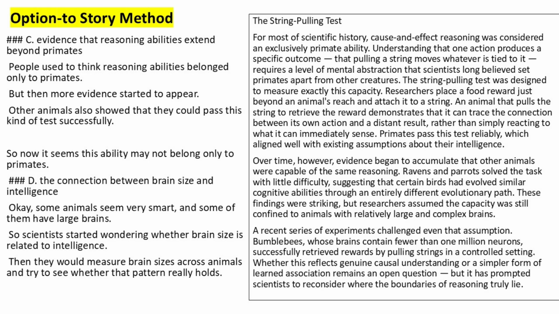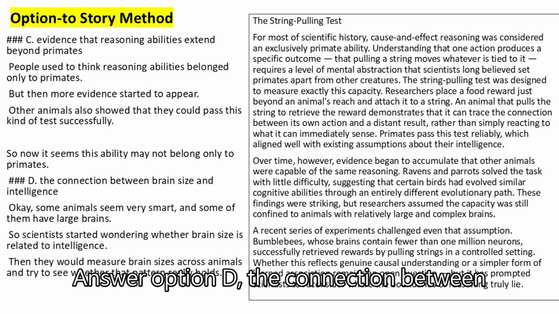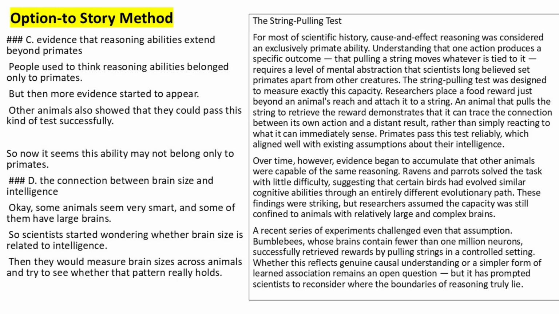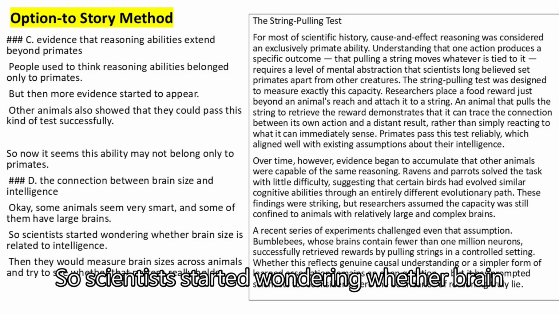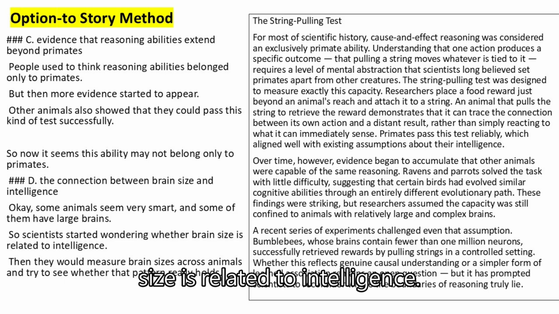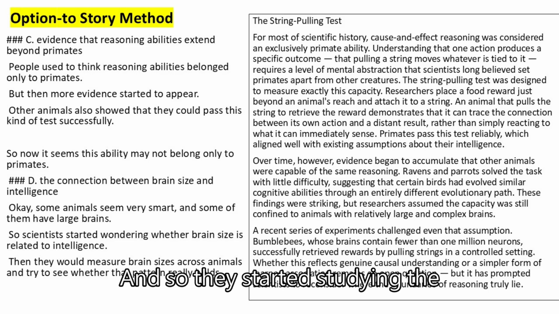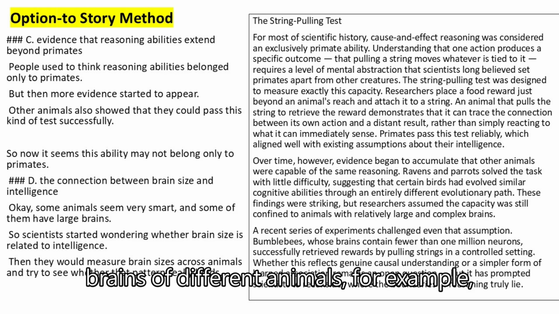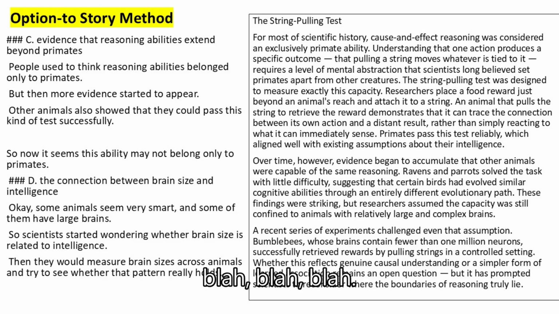Answer option D, the connection between brain size and intelligence. The talk might be, okay, some animals seem to be very smart and they seem to have very large brains. So scientists started wondering whether brain size is related to intelligence. And so they started studying the brains of different animals. For example, blah, blah, blah.